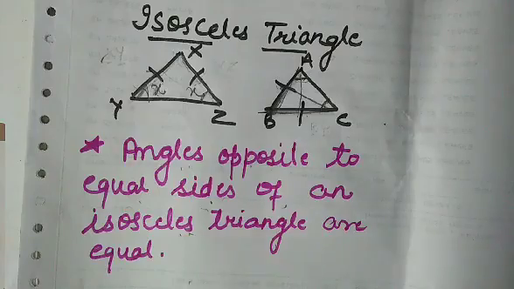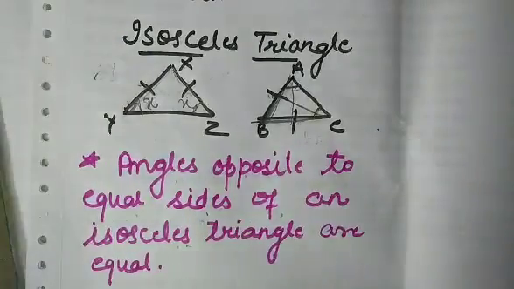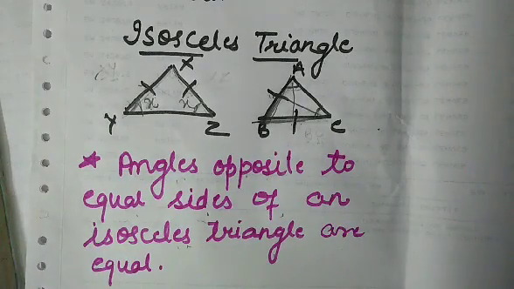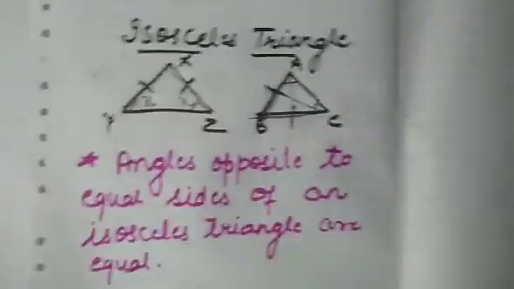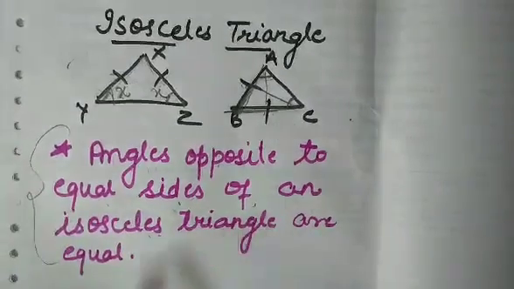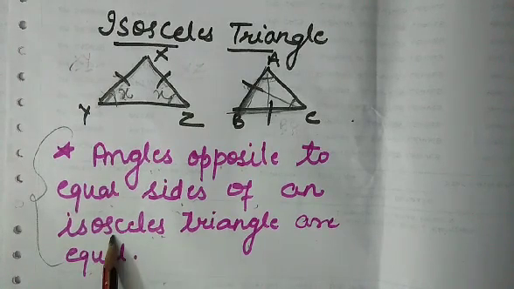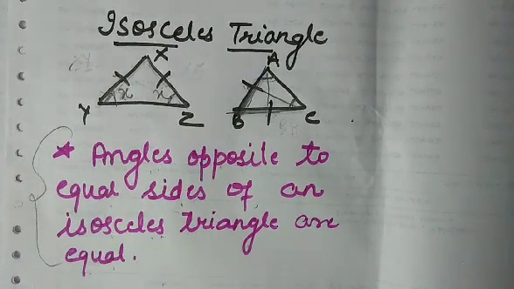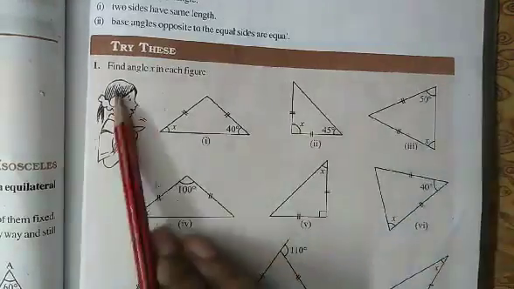Now based on this property, we have given questions in Try These. We have no question related to this concept in the exercise, but we have given questions in Try These. So let us understand them. You have to learn this property, angles opposite to equal sides of an isosceles triangle are equal, and you have to mention it wherever you are using it. So let us do some questions that are given on page number 123 of your NCERT book.